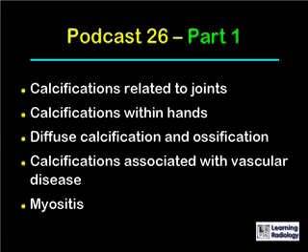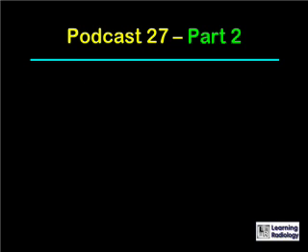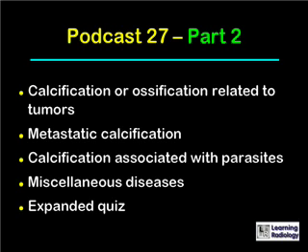In podcast 26, we spoke about calcifications related to hands and joints, diffuse calcification and ossification, calcifications associated with vascular disease and myositis. In this podcast, we're going to talk about calcification or ossification related to tumors, metastatic calcification, calcification associated with parasites, some miscellaneous diseases, and there'll be an expanded quiz at the end.